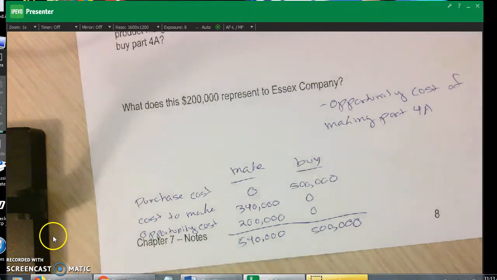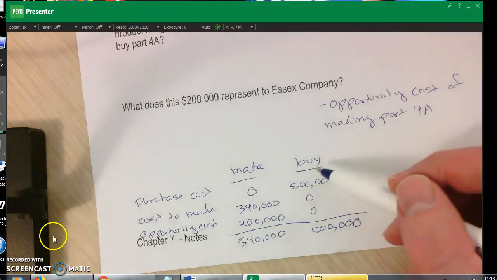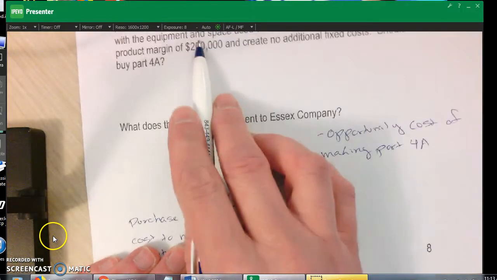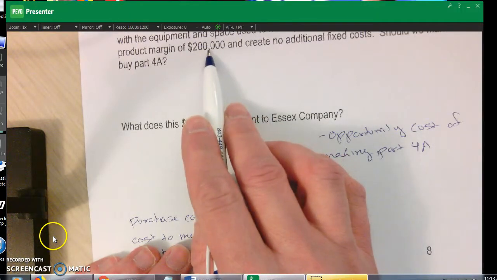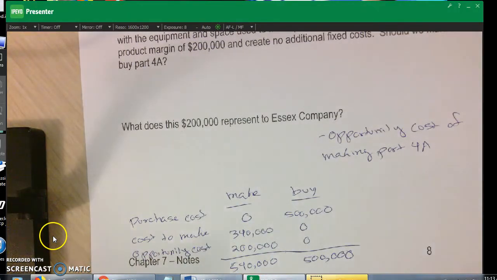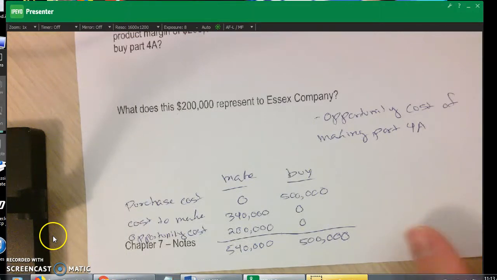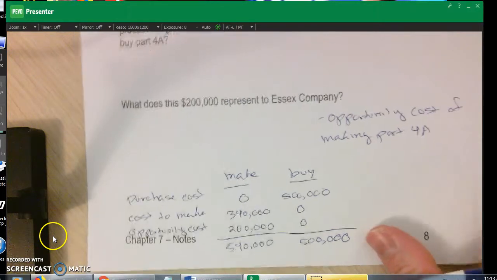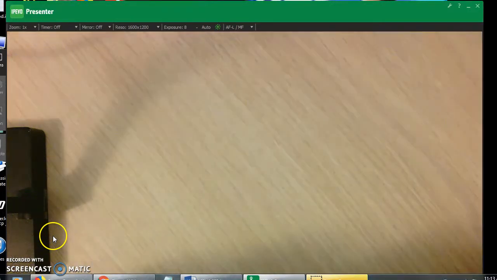Now what should we do? We should go ahead and buy the part and then use that equipment and space to make Part 4B, or whatever the part is called, that gives us additional profit of $200,000. That would be the optimal scenario in this problem. So the opportunity cost right over here is another opportunity cost of making this Part 4A that we need to consider, and that raises the cost of making Part 4A.